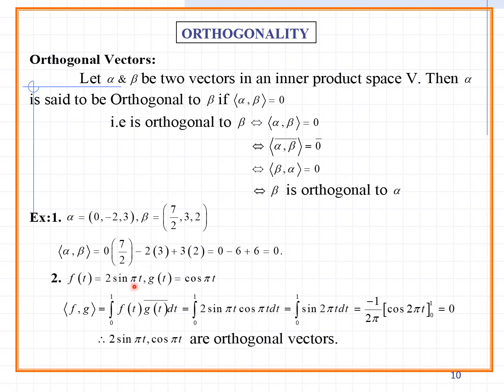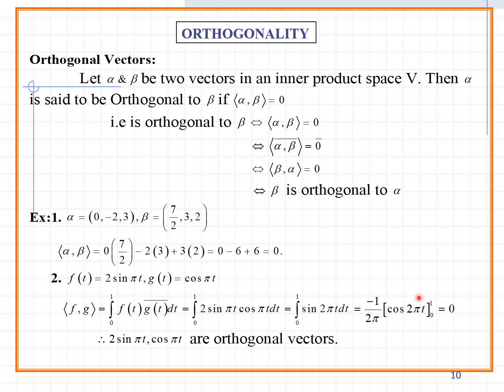f of t is given as 2 sin pi t and g of t is given as cos pi t, in between integration 0 to t. Once the functions are given, you can take f of t times conjugate of g of t dt, that is 2 sin pi t cos pi t dt. It looks like 2 sin a cos b. 2 sin a cos a equals what? Sin 2a, so sin 2 pi t. So sin 2 pi t integrates to minus cos 2 pi t, with the internal derivative 2 pi as denominator. Now we can substitute the upper limit and lower limit.